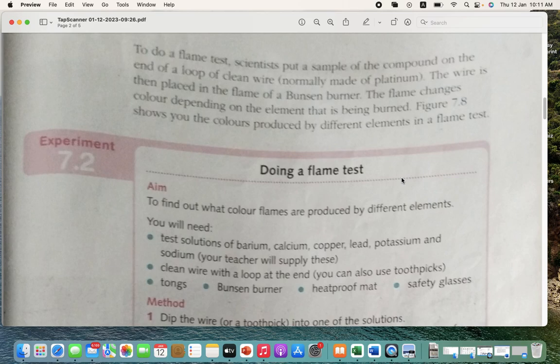Now, to do the flame test, scientists have to put samples of the compound on the end of a loop of a clean wire. So you dip a clean wire in a test tube that has it, and then you bring it to a Bunsen burner, as we've explained before.